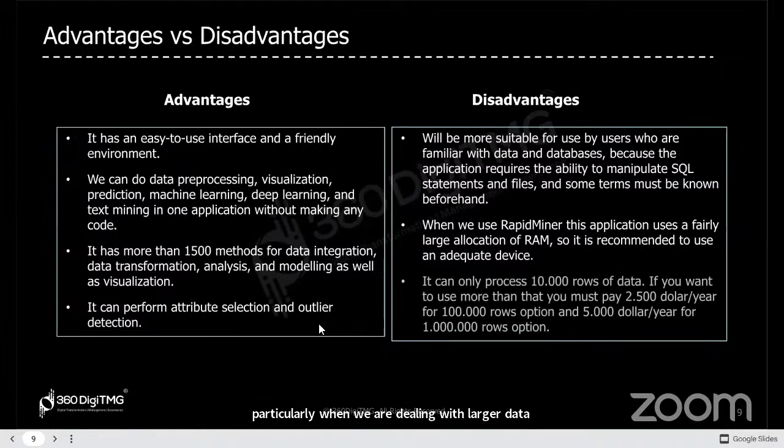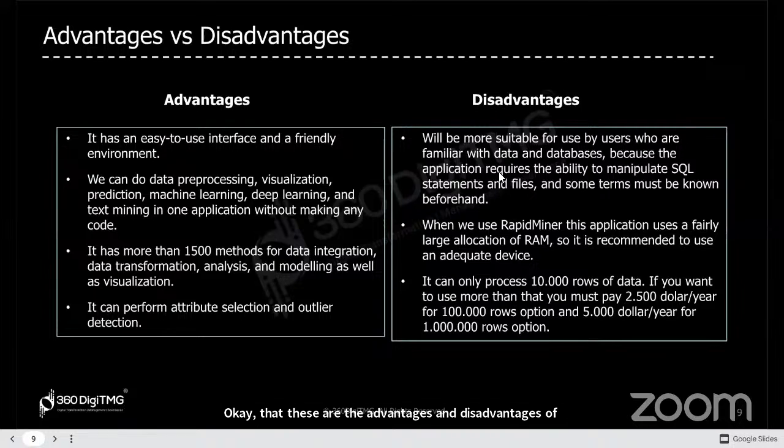What is the next one? There is a limit on records. RapidMiner has limitations on the amount of data it can process. The free version can handle up to 10,000 rows of data. If you want to use millions of records, you have to go for the paid version. These are the advantages and disadvantages of RapidMiner.